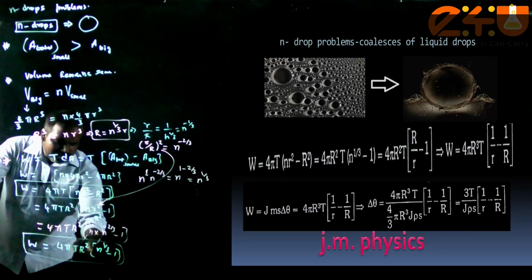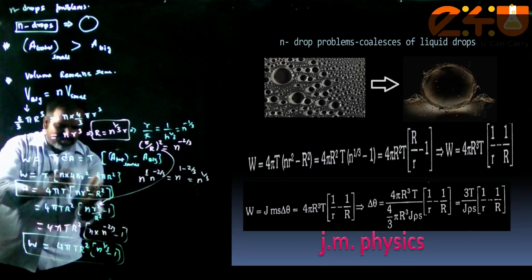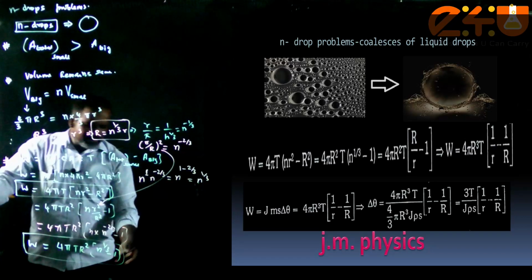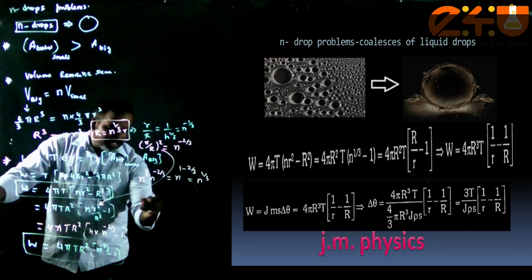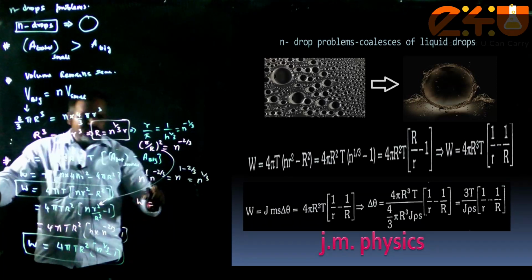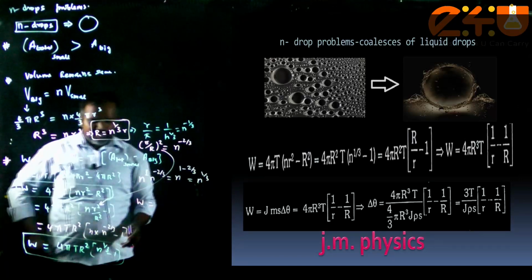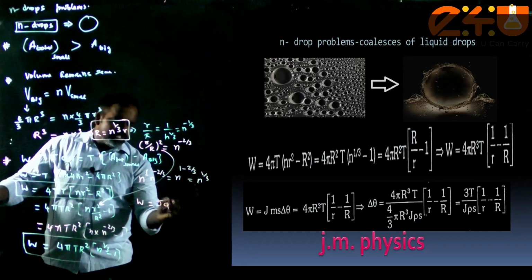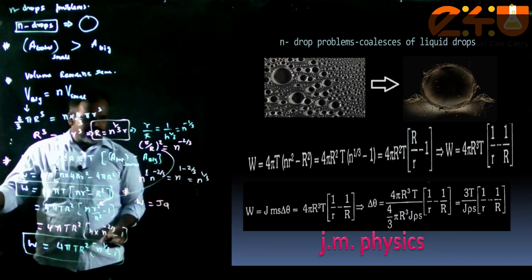So when the liquid drops get combined together, during that process some excess energy is released. Because of that, this energy may be used as work done to increase the temperature of the liquid drop. Therefore, I can write that W is equal to J into Q, from Joule's mechanical equivalent concept.